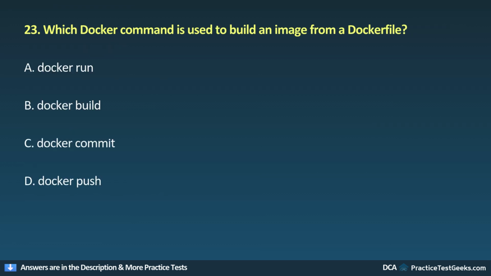23. Which Docker command is used to build an image from a Dockerfile? A. Docker run. B. Docker build. C. Docker commit. D. Docker push.